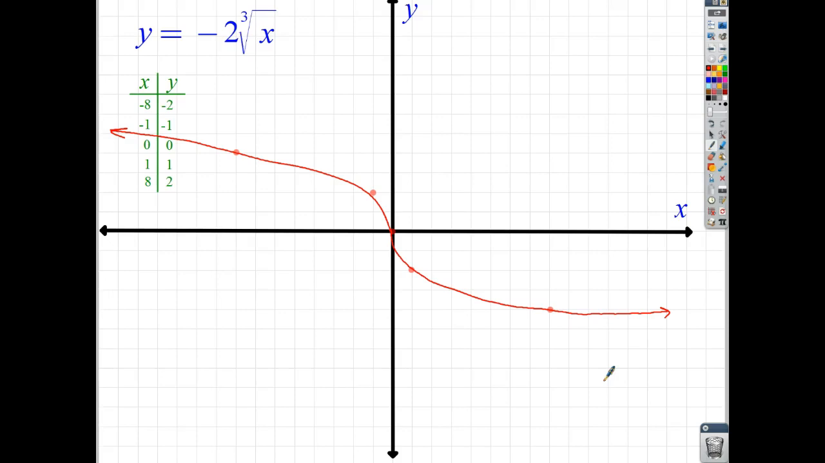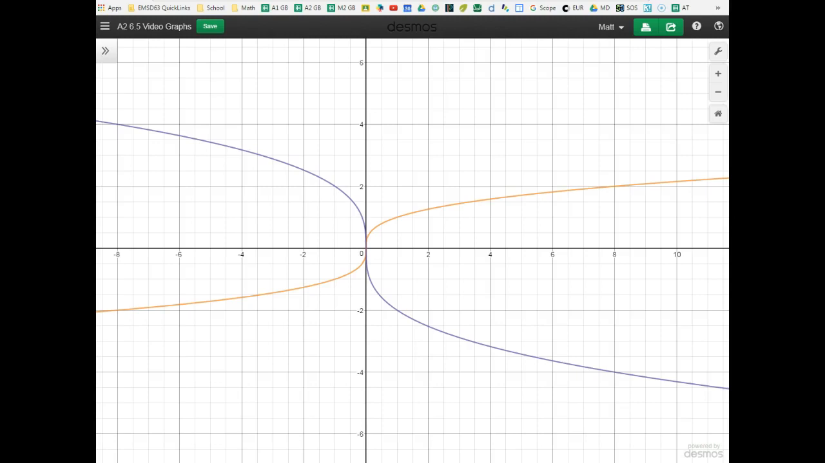All right, so let's take a look at what this one looks like on Desmos. The purple line is going to be y is equal to negative 2 times the cube root. You can see it's a little bit more extended, a little bit bigger, a little bit wider, a little bit more of a stretch there, and it's going to be flipped. It goes the opposite way.